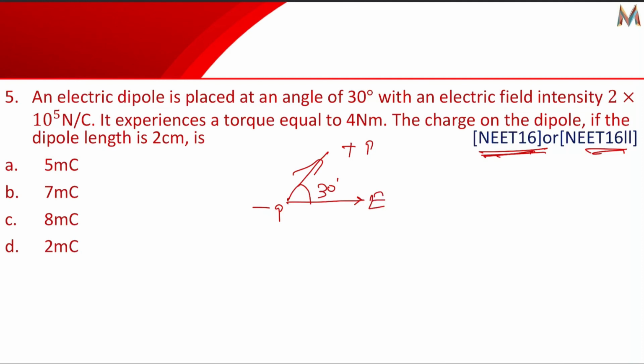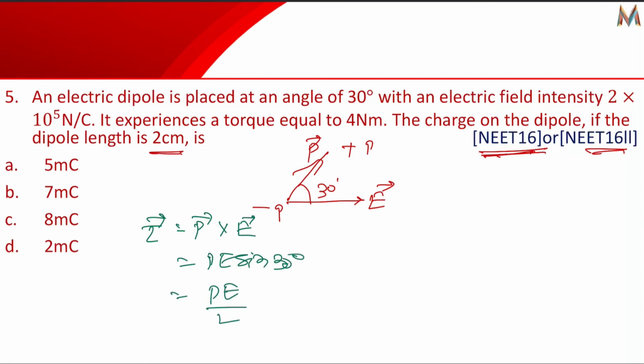Okay, E is given, this is P. It experiences a torque. Okay, this dipole experiences a torque. The charge on the dipole we have to find, if the dipole length is 2 centimeter. Dipole length is given as 2 centimeter, and we have to find the charge on the dipole. So write the formula for torque. We know torque equals P cross E. So we can write PE sin 30 degree, which will be equal to PE by 2. But the torque value they have given is 4, so this will become 8 equals PE.